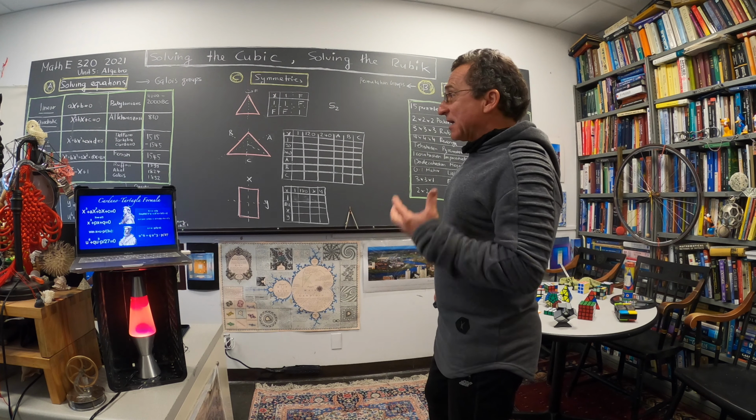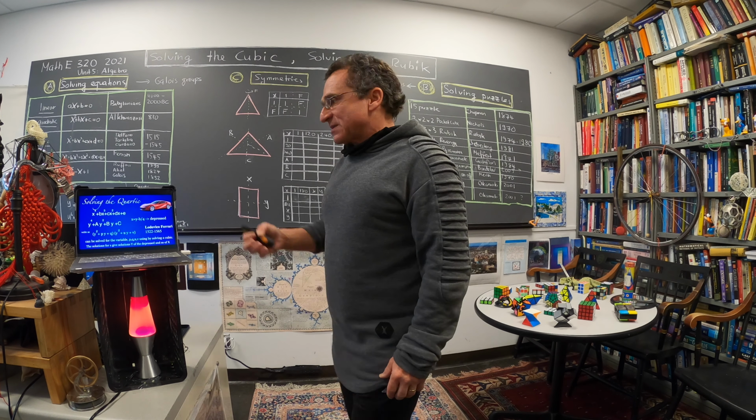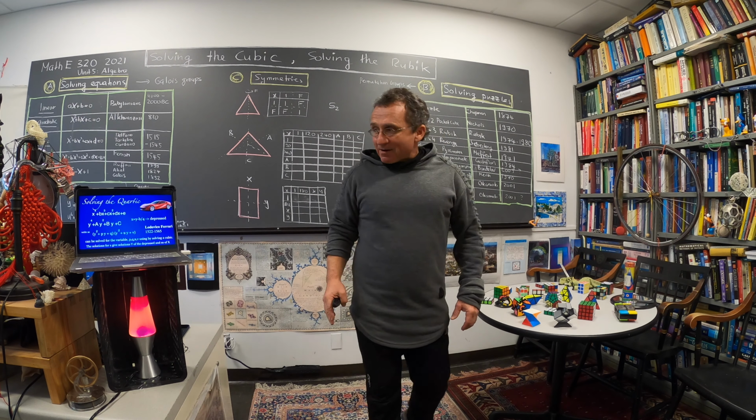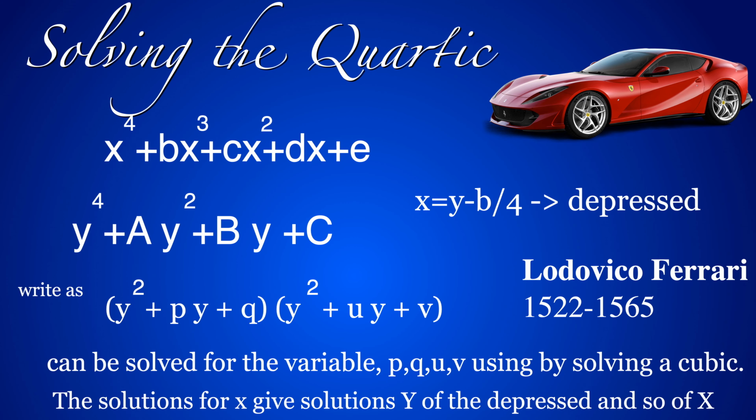And then the quartic equation, that was Ferrari. We don't have a picture of Ferrari, so I put a picture of a car. And so again, you do the same thing. You first subtract minus b over four to get the depressed version, and then comes a clever new idea. So you write it as a product of two quadratic equations, and then you have a system of equations for variables which you can solve using the cubic. So that's what Ferrari did. He reduced it to the cubic.